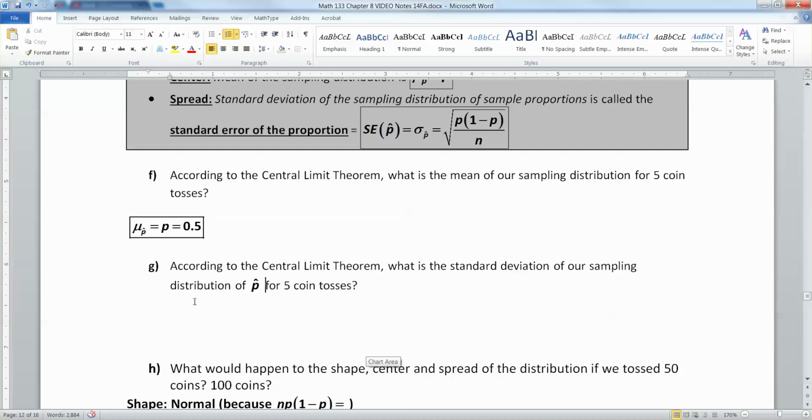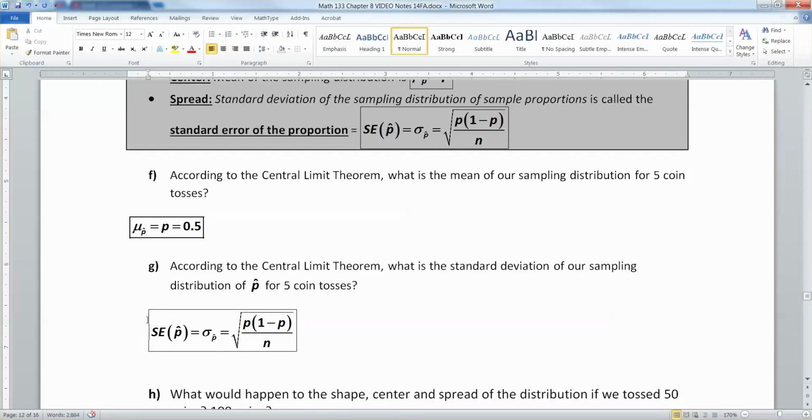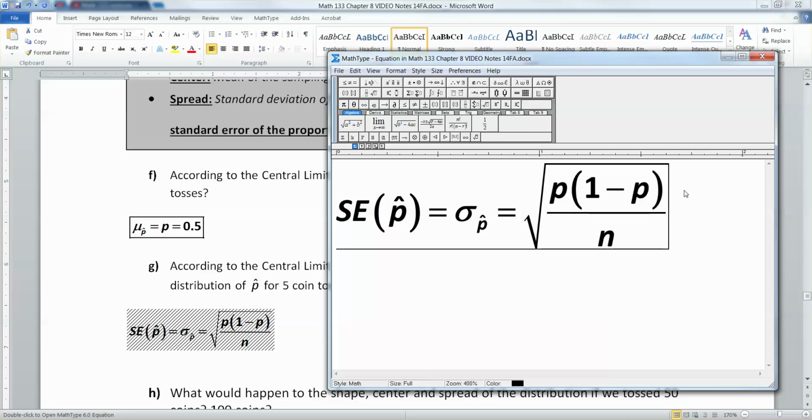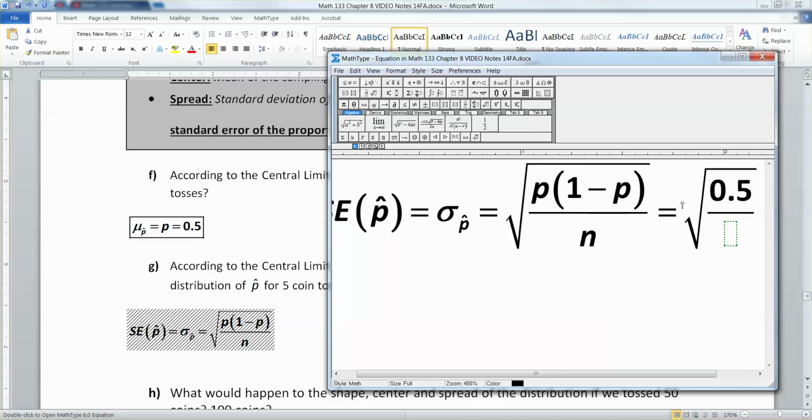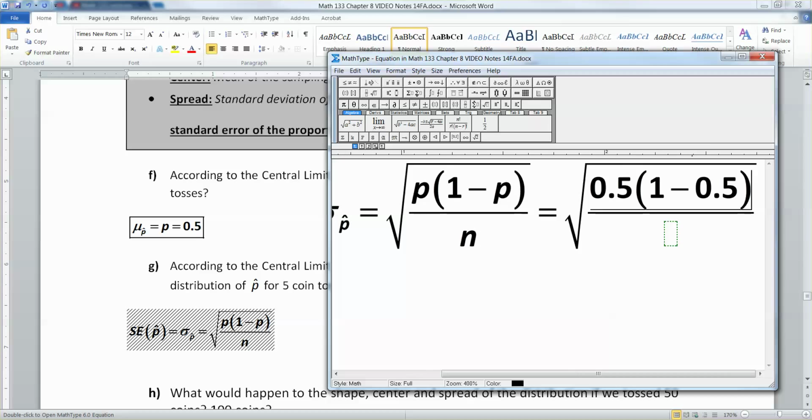For those 5 coin tosses, well, that would be this formula right here. So let me bring this down. There, I clicked in the formula here. So let's see here. p was 0.5, 1 minus 0.5 over n, which was 5 tosses.